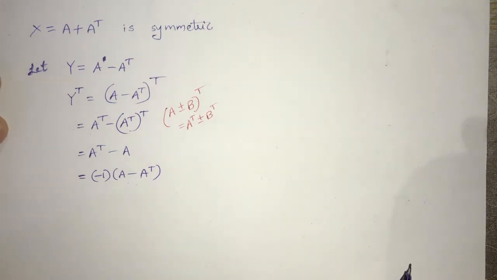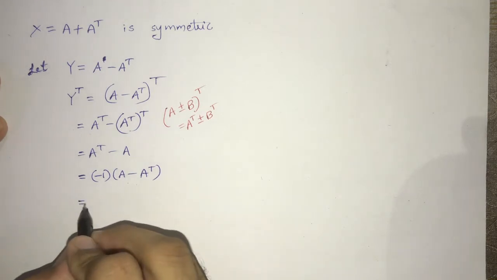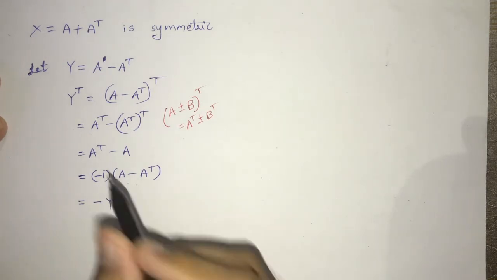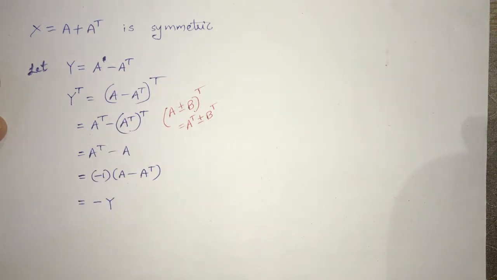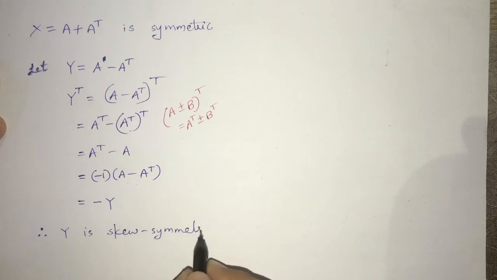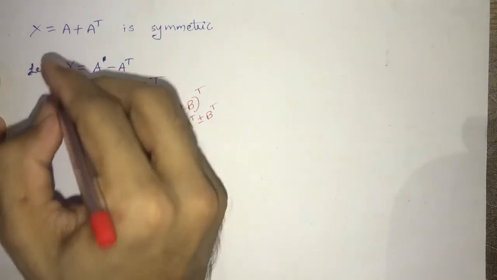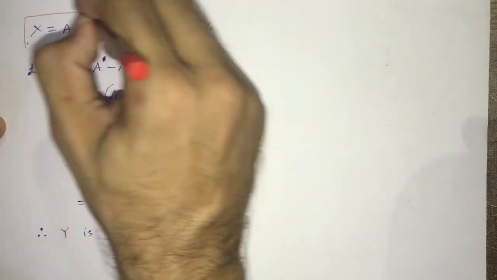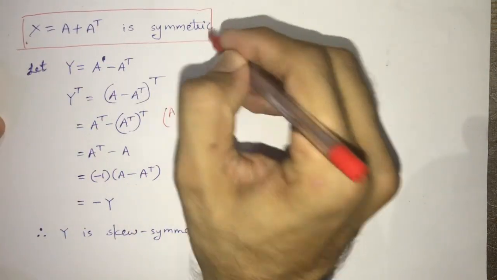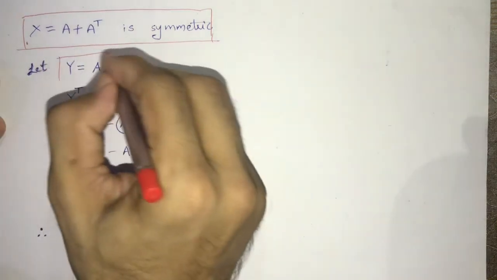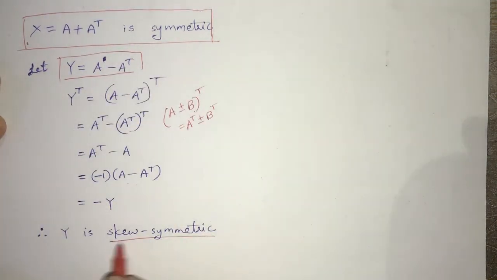Minus 1 multiplied to A minus A transpose, and that is minus Y, because Y is A minus A transpose, so that is minus Y. So what is Y transpose equal to? Minus Y, and therefore we say Y is skew symmetric. So X is A plus A transpose, which is symmetric. Y is A minus A transpose. It turned out to be skew symmetric.